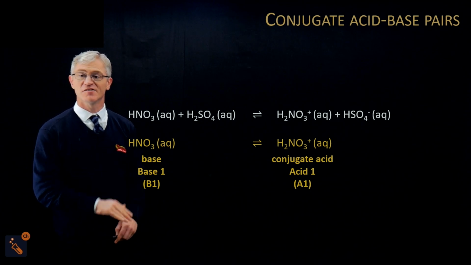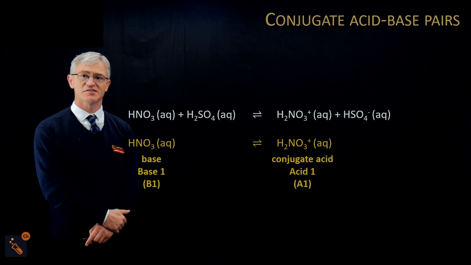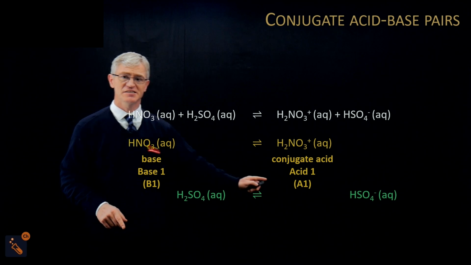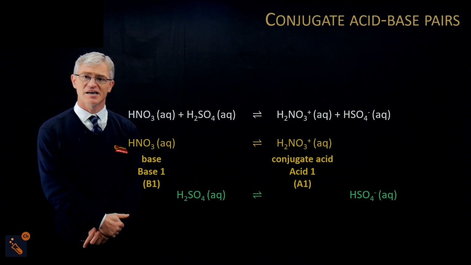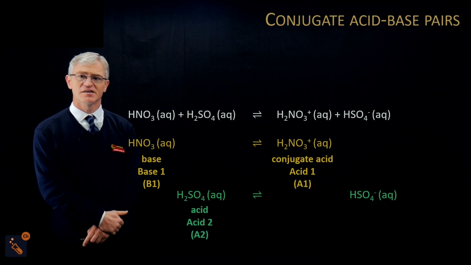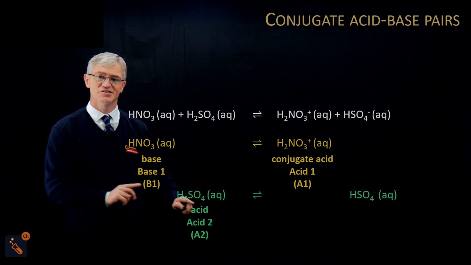Now if you can do the other half, please stop the video and do the other half. But the other half is like this. So you've got the H2SO4. We know it's going to HSO4-. We know it's donating a proton. We know that the proton gets accepted up here. That means if it's donating a proton, it's an acid, and we will label it as acid 2.